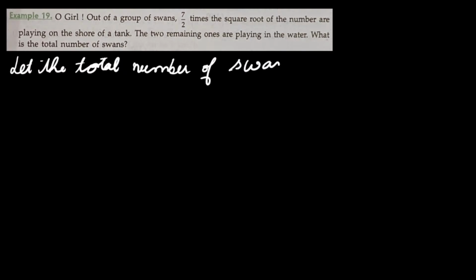So what we have to find? We have to find the total number of swans. Let the total number of swans be x. Total number of swans is equal to x. Now what is given to us?